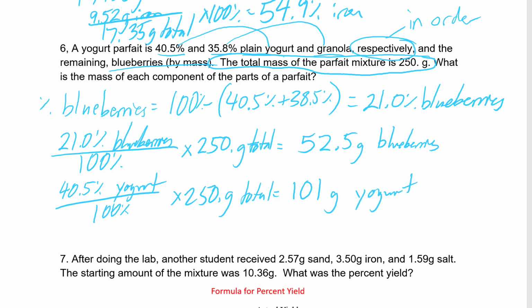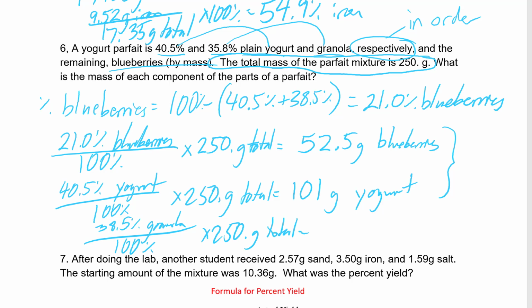And then for the third part, you can add these two numbers and subtract from 250, or you can just do the calculation like we've already done. 38.5% granola divided by 100% times 250 grams total, and 0.385 times 250 is 96.3 grams granola. And it will not add up to 250 exactly because of rounding, but it's good enough for our purposes.